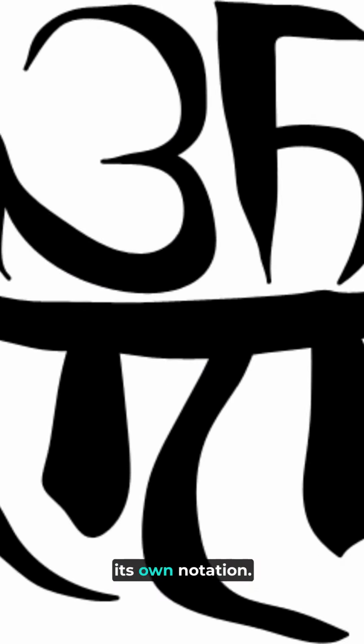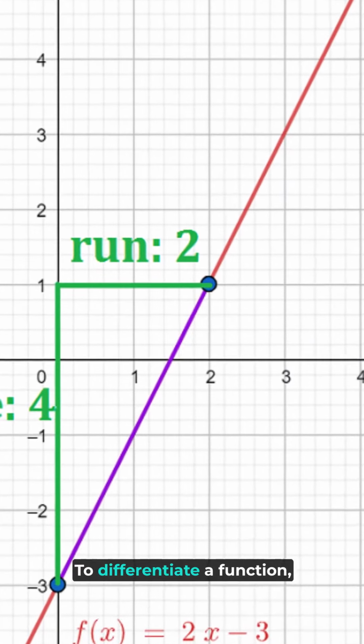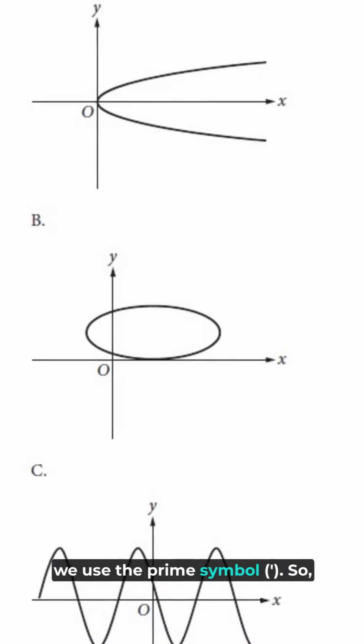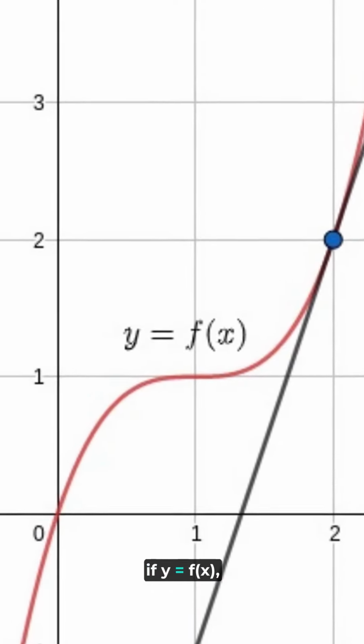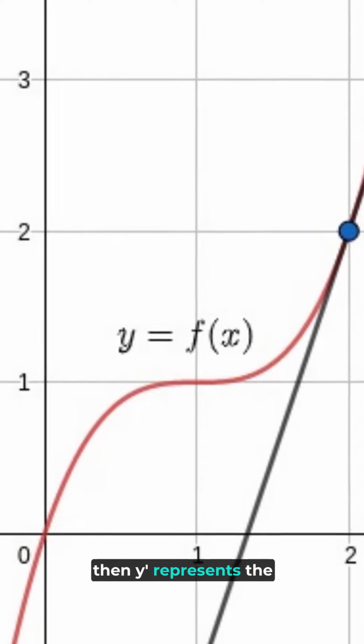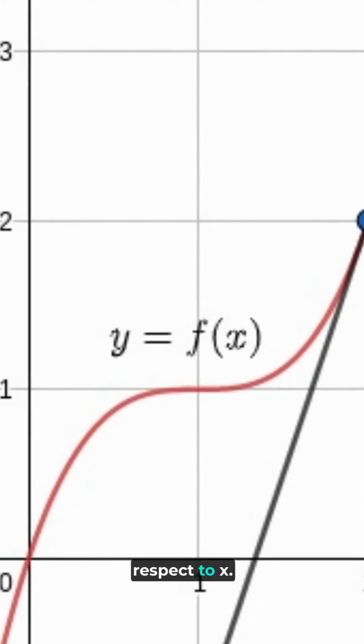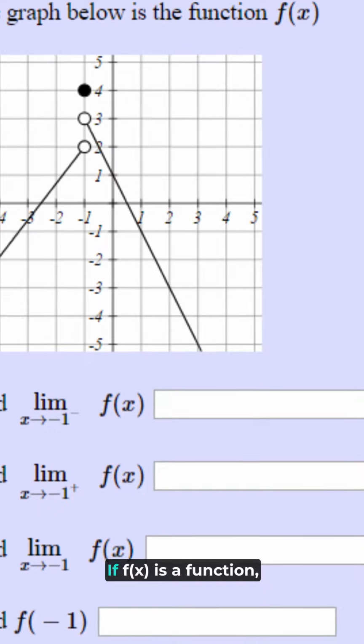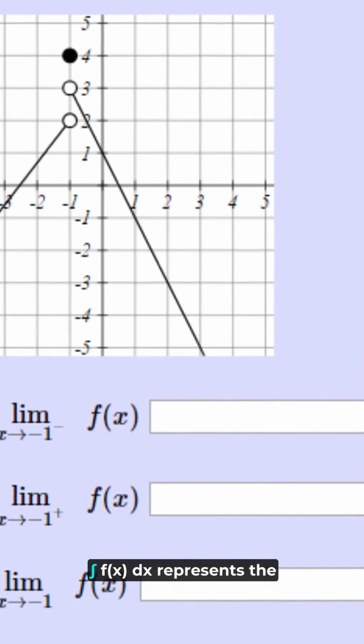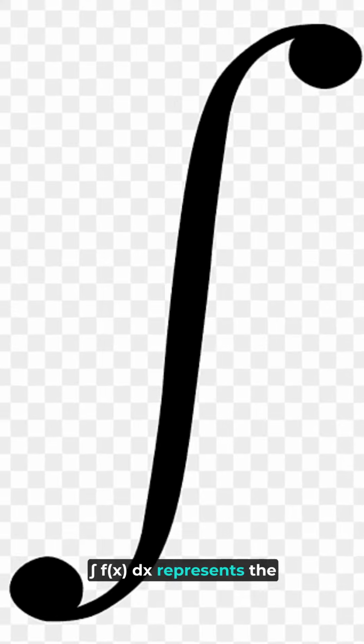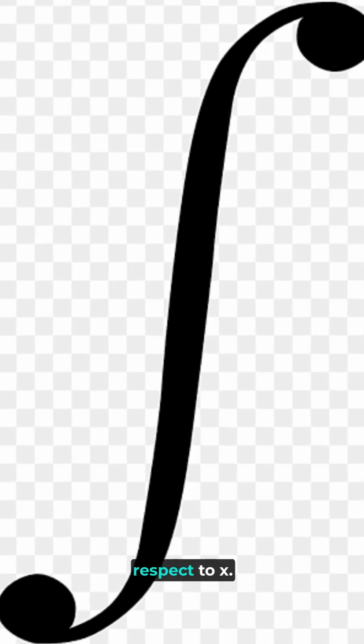Lesson 5, Notation, Differentiating and Integrating. Calculus comes with its own notation. To differentiate a function, we use the prime symbol. So, if y equals f(x), then y prime represents the derivative of y with respect to x. For integration, we use the integral symbol. If f(x) is a function, the integral of f(x) dx represents the integral of f(x) with respect to x.